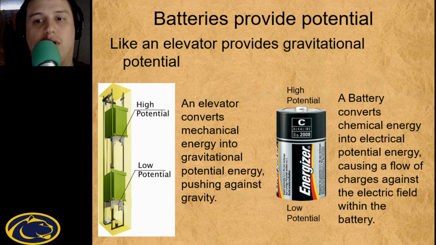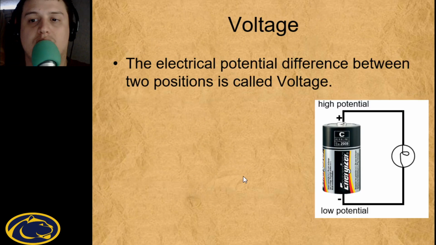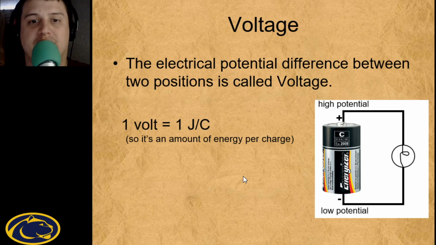In this case, you have voltage. The electric potential difference between two positions is called voltage. So you're actually measuring the difference between the potential here and potential there to get a voltage. 1 volt is equal to 1 joule per coulomb. So that's the amount of energy per charge. Higher voltage is equal to more energy difference and a stronger pull on charges.